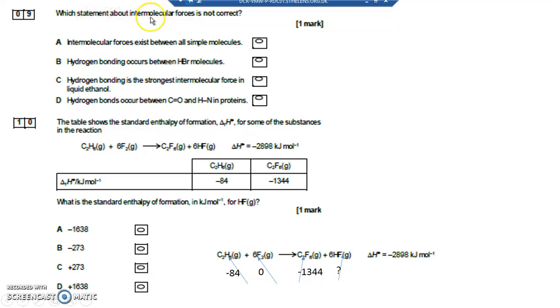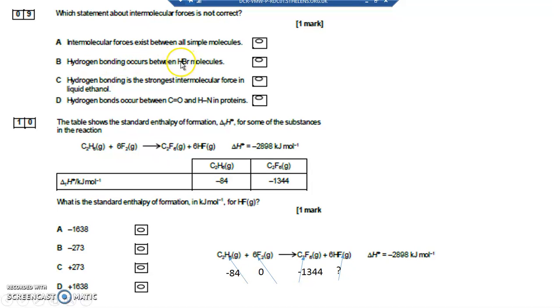Question number 9. Which statement about intermolecular force is not correct? Intermolecular force exists between all simple molecules. Yes, even if it's just simple van der Waals forces, then they exist. So A is correct.